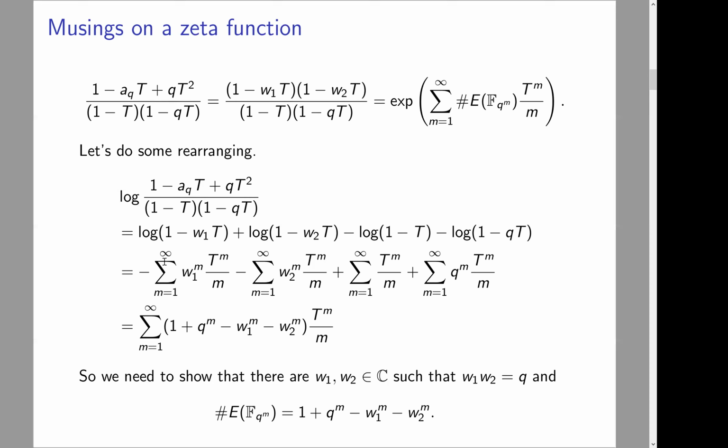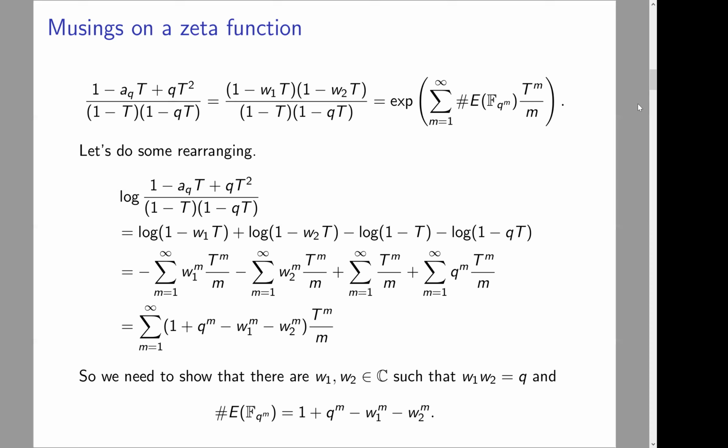So the first one is minus the infinite sum of w1 to the m, t to the m over m. Same with w2, same with, well, just 1 to the m, and q to the m here. And now I can just add these all up and have the single coefficient of t to the m over m being 1 plus q to the m, coming from these last two terms, minus w1 to the m minus w2 to the m.